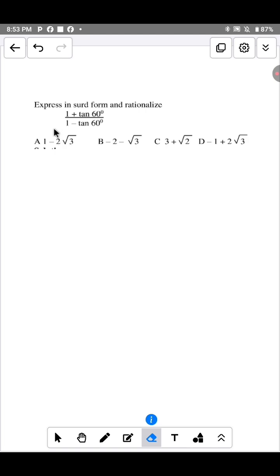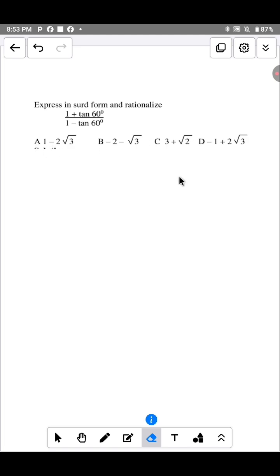So the question is: express in standard form and rationalize. We have the question here. This is the expression: 1 plus tan 60 divided by 1 minus tan 60, and we have the options from A to D.